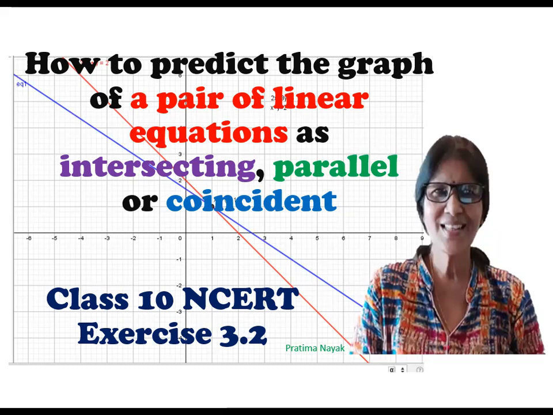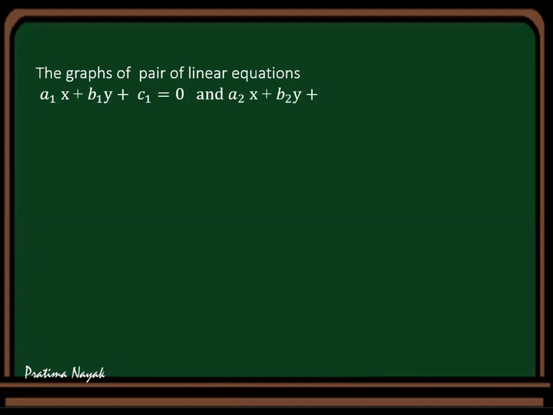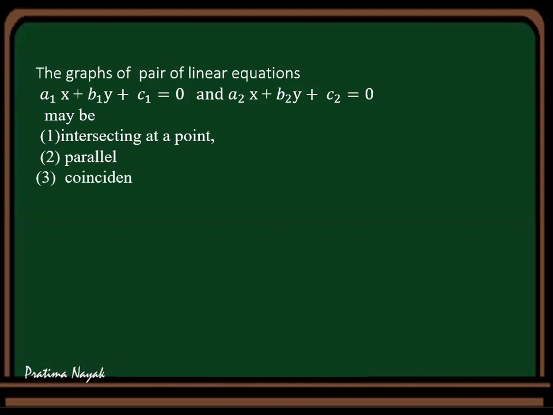We are continuing exercise 3.2, how to predict the graph of a pair of linear equations with two variables, when they will be intersecting, when they will be parallel, and when they will be coincident. So the graphs of a pair of linear equations of the type a1x plus b1y plus c1 is 0 and a2x plus b2y plus c2 is 0, they may be intersecting at a point, they may be parallel, or they may be coincident.